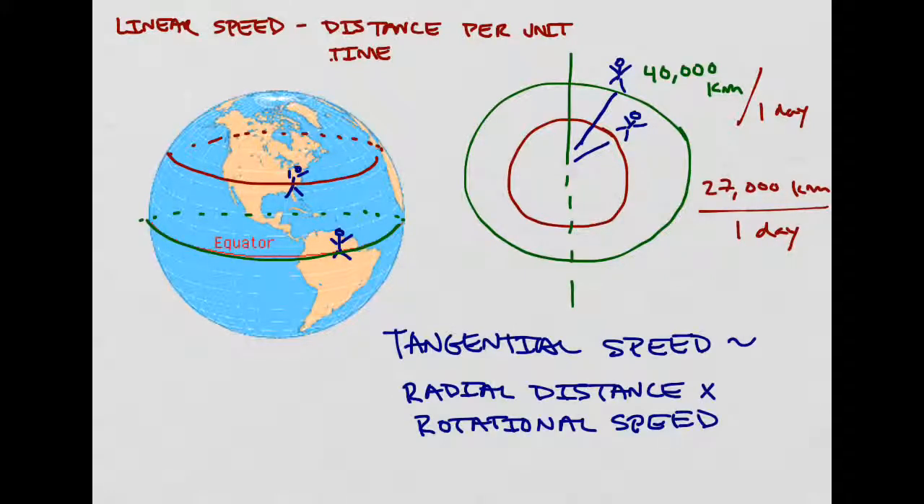So to summarize, in any rotating system, all parts have the same rotational speed. However, the linear or tangential speed is going to vary, and it's going to depend on both the rotational speed and the distance from the center or the axis of rotation.